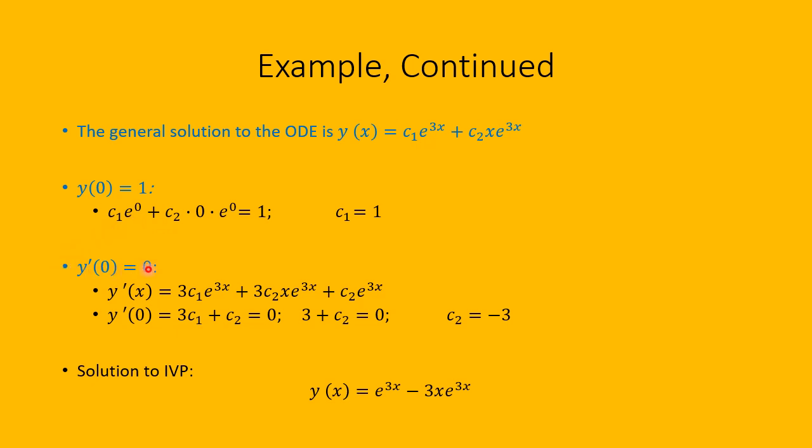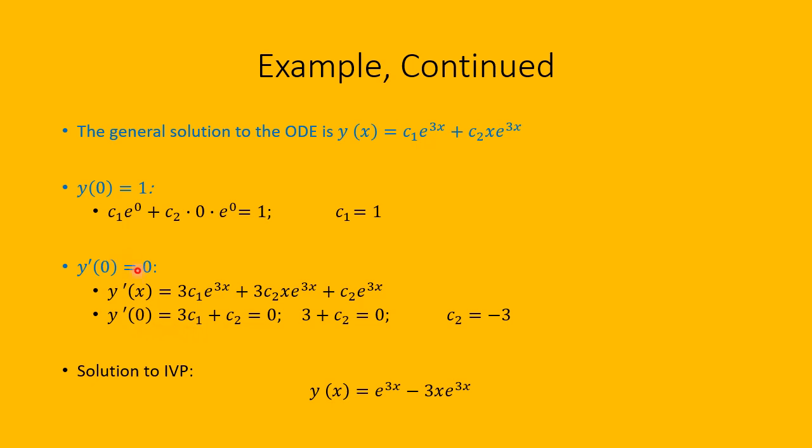The second initial condition was on its first derivative. y prime of 0 equals 0. To find y prime of x, we need to differentiate y of x up here. So y prime of x is 3c1 e to the 3x. We get that by differentiating this first term using the chain rule. And then for the derivative of this second term, we have to use the product rule and the chain rule. And we get 3c2 x e to the 3x plus c2 e to the 3x.